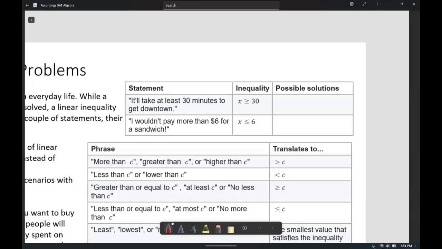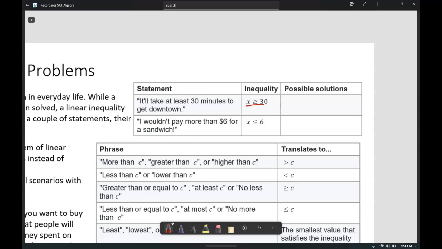It'll take at least 30 minutes to go downtown. We can model this with an inequality as x is greater than or equal to 30. My time to travel there has to be 30 minutes or more. And so possible solutions include any value that satisfies that. At the low end, it could take 30 minutes. That's the least amount of time it'll take. But it might take more. It might take 31 minutes or 40 minutes or 60 or even 600 minutes to get downtown. Any value greater than or equal to 30 is a possible solution.